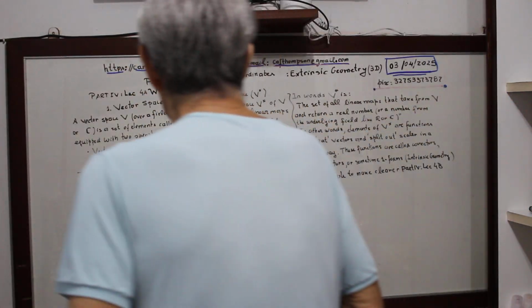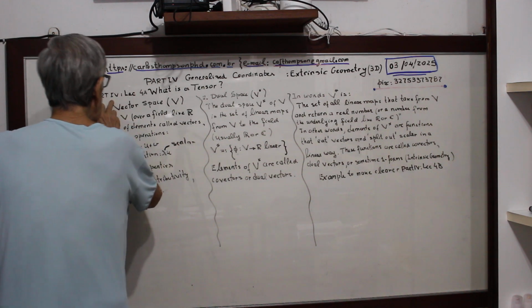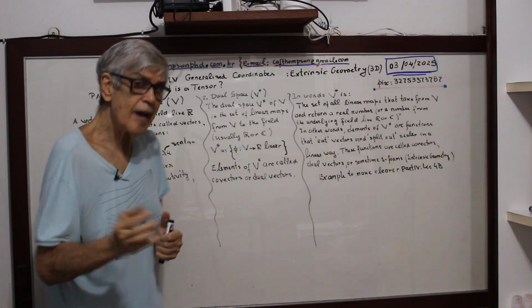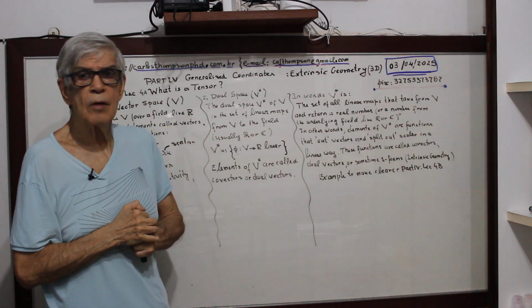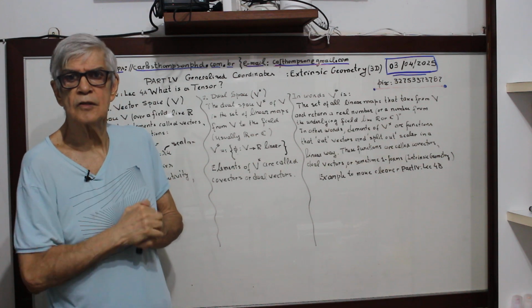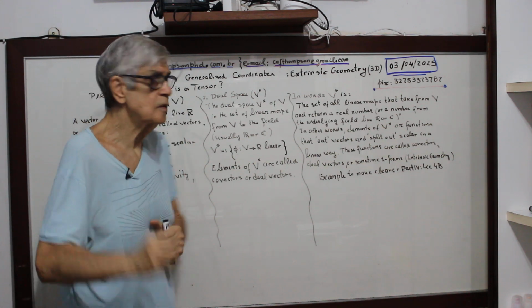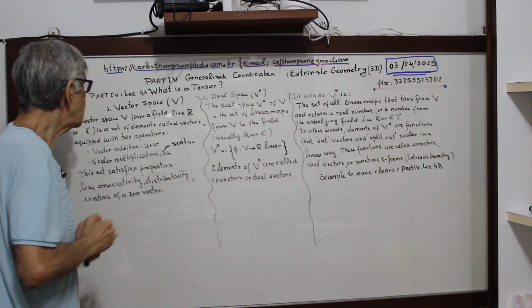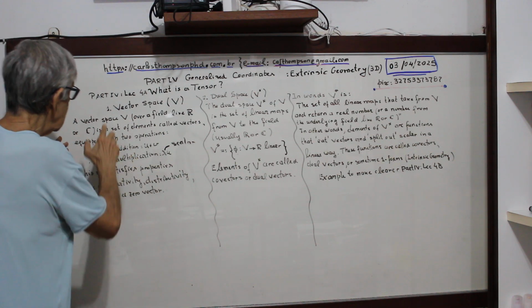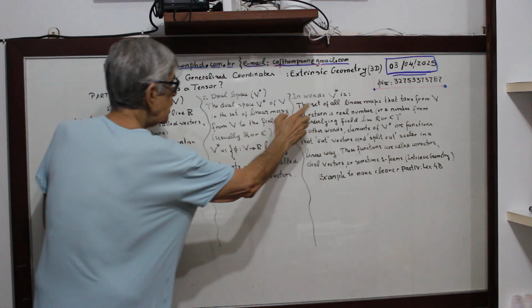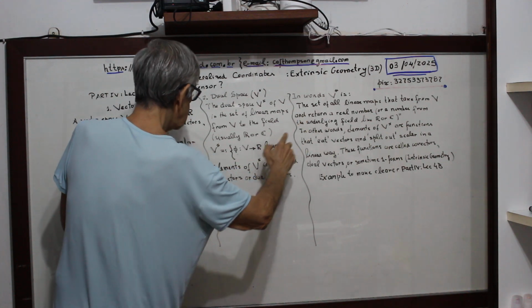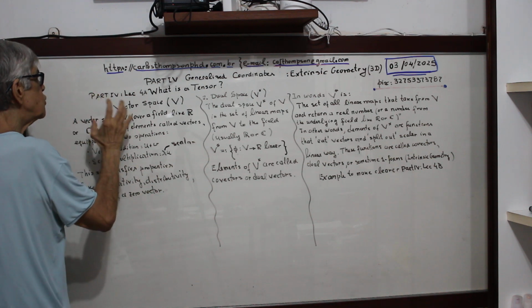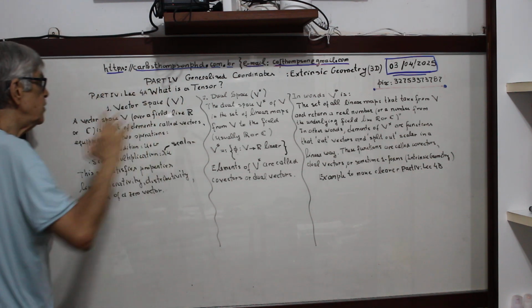Okay, now part 4, lecture 4a. What is a tensor? Okay, last video we talked about covectors and vectors, and this comes from the definition: what is a tensor? Okay, let's split 1 and 2. Let's talk about the definition of vector space capital V.